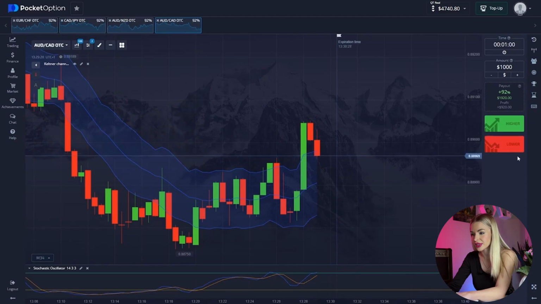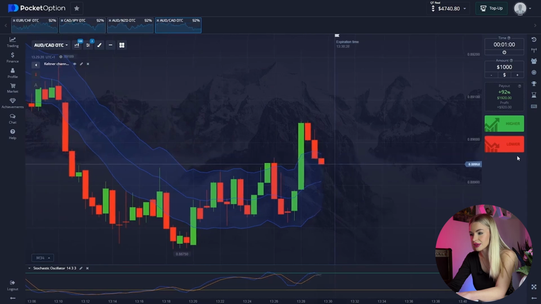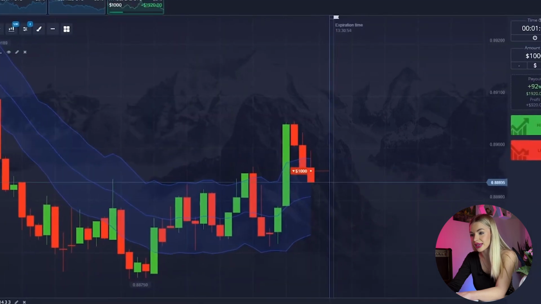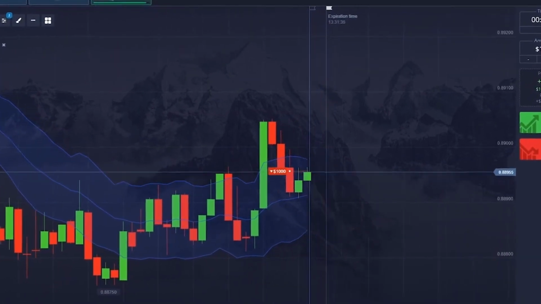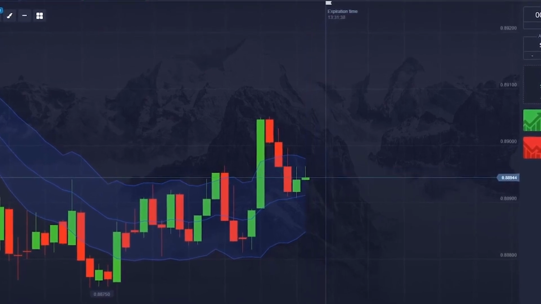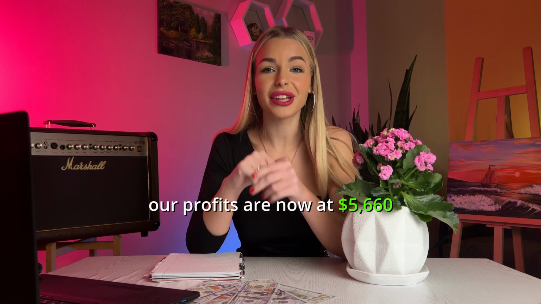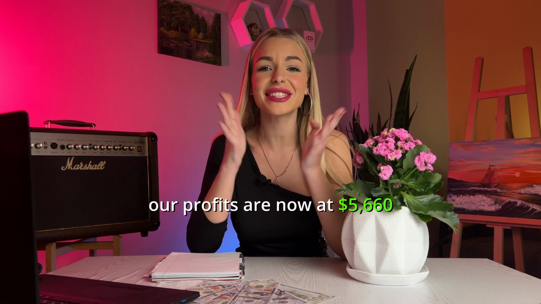Spotting a trend reversal here. After the long green candle, there are short red ones, one after the other. Both indicators are hinting at a downward movement, and we are just riding the trend. Simple as that. Hold on, and bang! Fabulous! Our profits are now at $5,660. I think I have made quite a statement here.